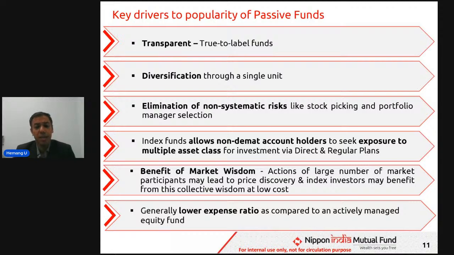And also, like I said, you get a good amount of exposure to the market at a very low cost, correct? In passive funds, specifically FOFs and index funds, non-demat account holders get a chance to take exposure to the market. You have different plans available for FOFs and index funds in terms of direct and regular plan. Lastly, the benefit of market wisdom.